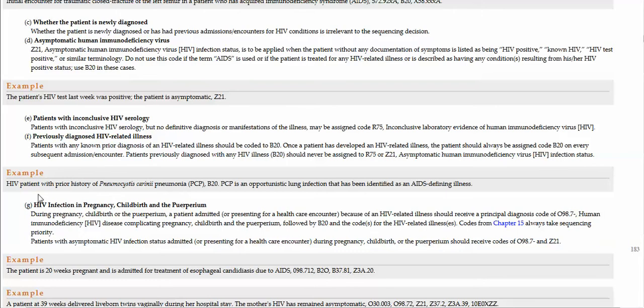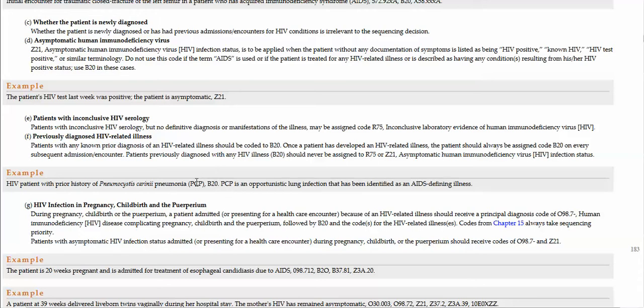So here is an example. HIV patient with a prior history of PCP pneumonia. You're going to give them the code B20. Even though they may not have it now, it could have been 3 years ago, could have been 10 years ago. You still are going to assign B20, even if they haven't had any other symptoms during that time period.